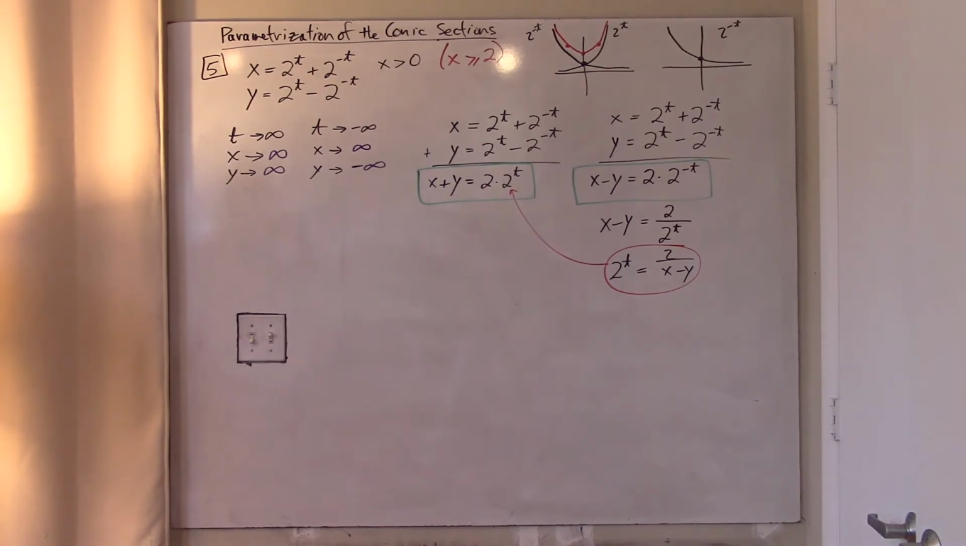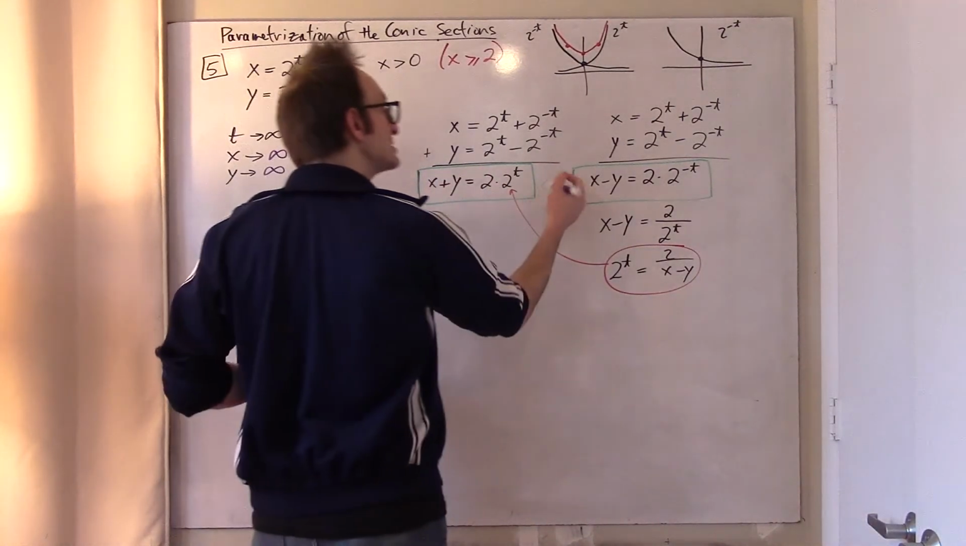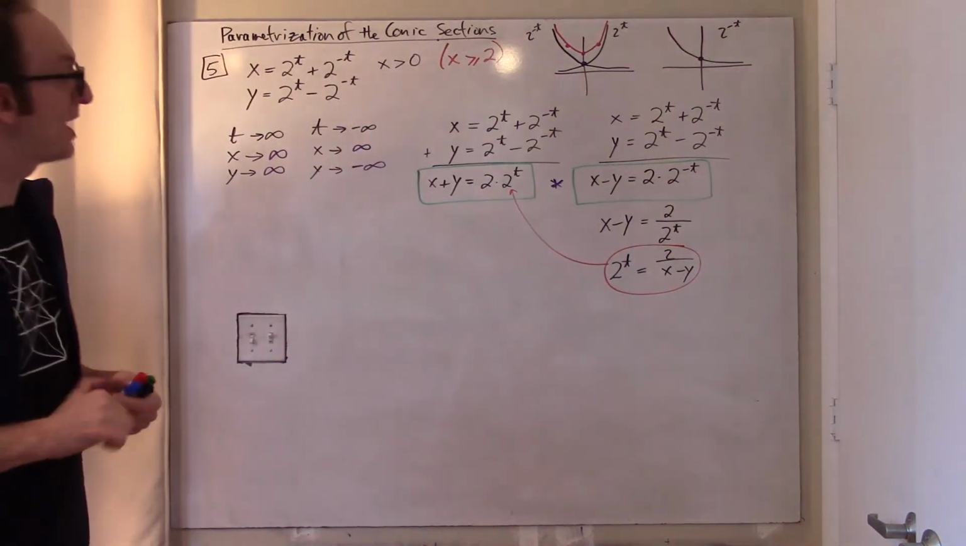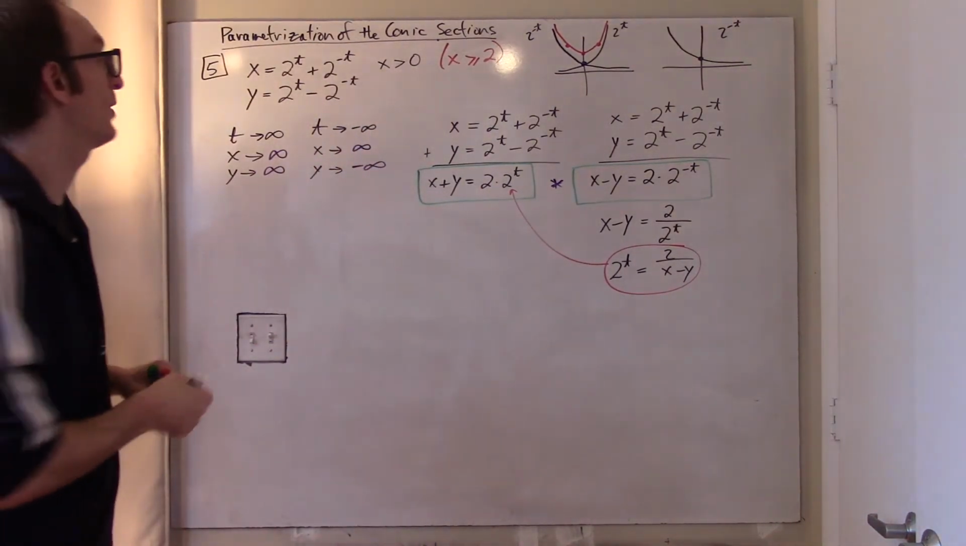I'll just say that the absolute smoothest thing to do is to just take these two equations in the green boxes and just multiply them together. If you multiply them together, what do you get?